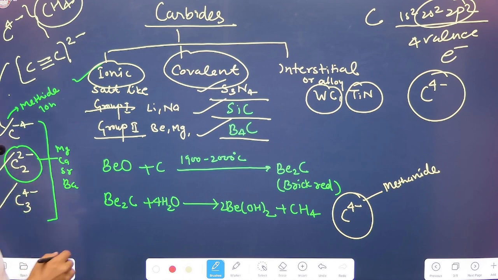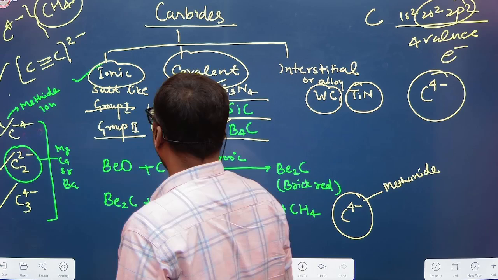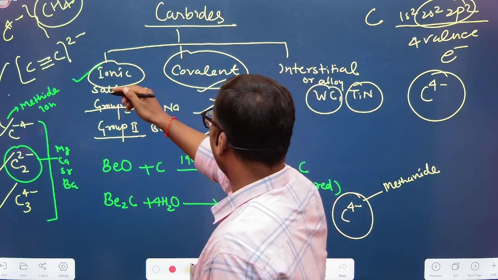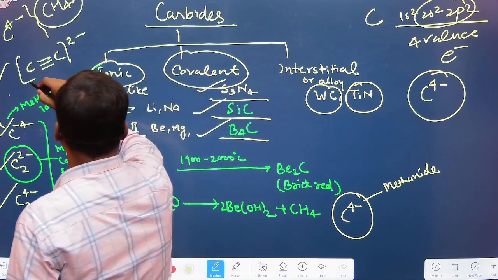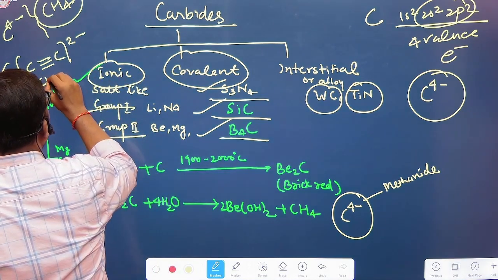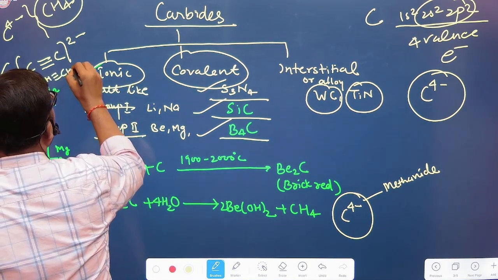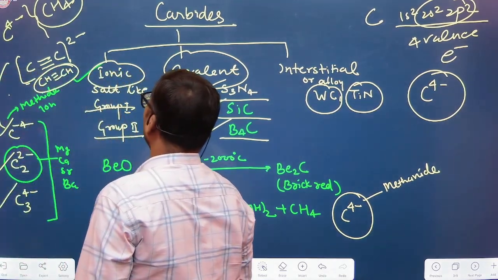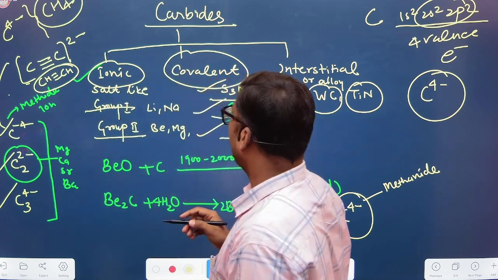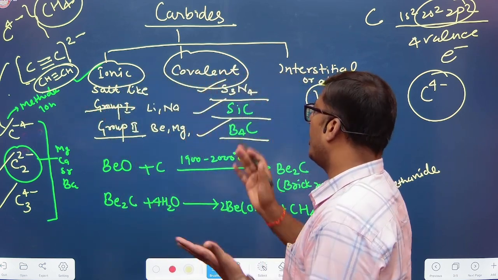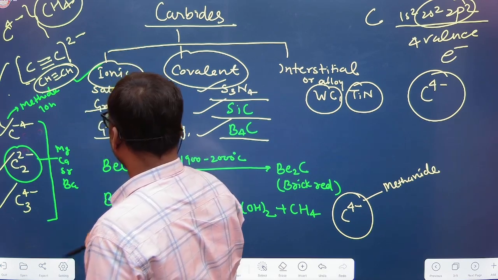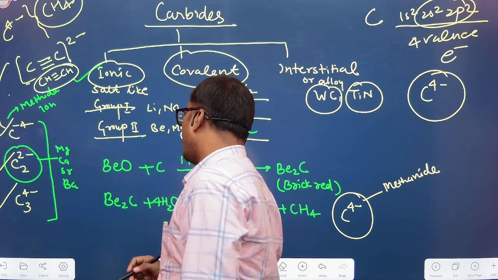This is called acetylide, the acetylide carbide ion, because of the formation from acetylene gas. This is CH triple bond CH, the acetylene gas, and after deprotonation of both hydrogens, it forms C triple bond C with an overall 2 negative charge, which is also a type of carbide species.